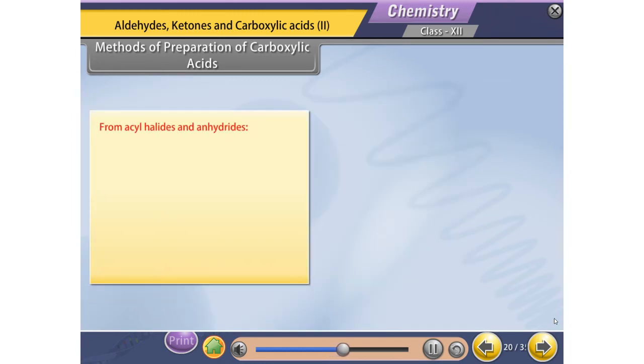From acyl halides and anhydrides. The hydrolysis of acid chlorides produces carboxylic acids.